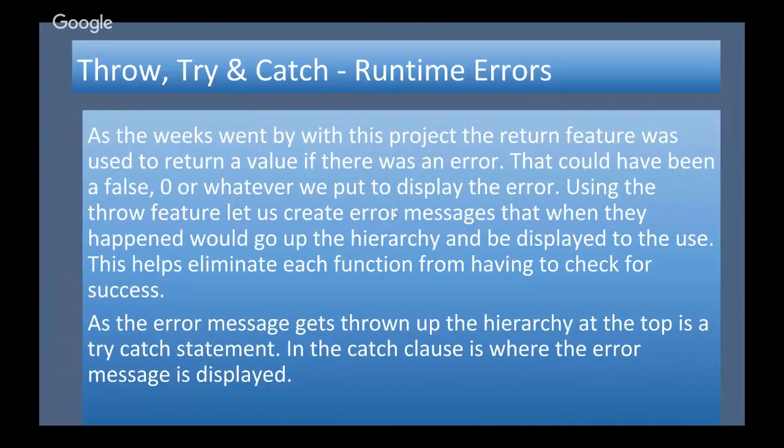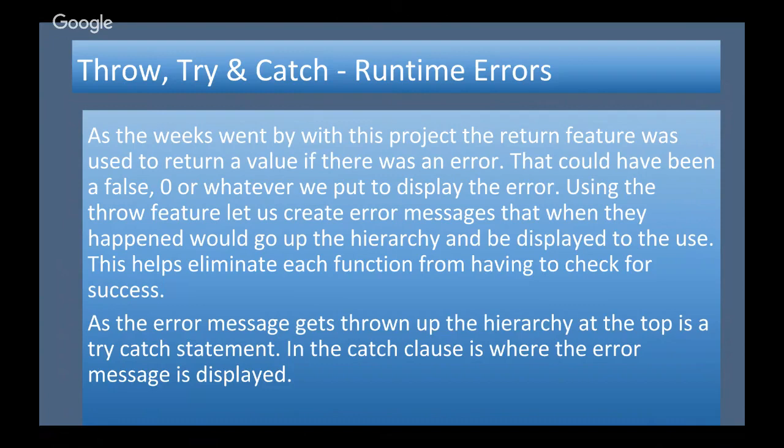Next, we have our throw, try, and catch. These are runtime errors. Throughout the programming of this game, we were using System.out or return to give us certain values to let us know if it's working or not. Sometimes we'd say it's false or it's 0 to tell us that it's not working. This throw lets us get rid of that return, get rid of that check value, and if there is an issue, it's going to throw us an error message, which we've declared within that function. It's going to throw it up the hierarchy of the classes.